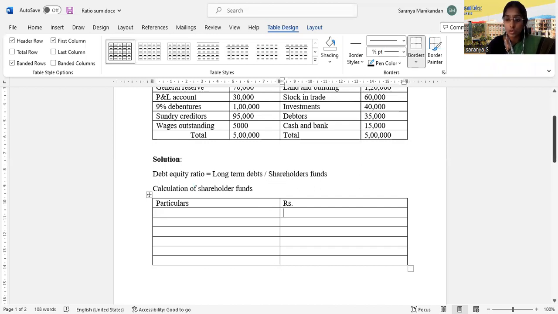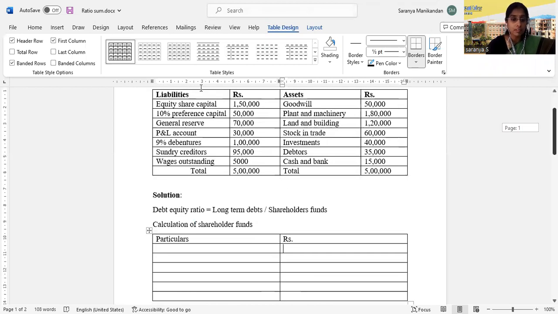So when we look into this question, the first we have capital. First point is about capital. We have two capital here, equity capital and preference capital. Both we will take it here. Third point is general reserve. Yes, we should take it. So first point is capital, second point is reserve. Third point is profit and loss account, that is also given here. So we will take that thing also.